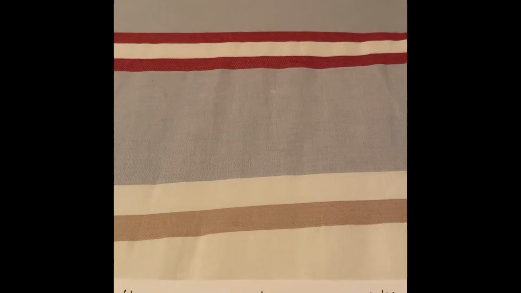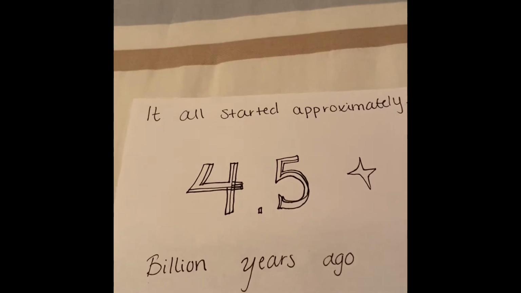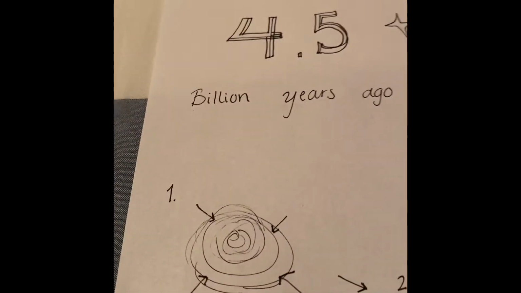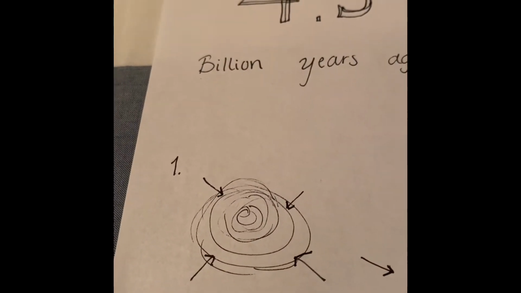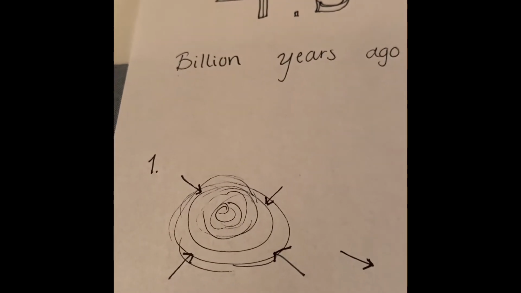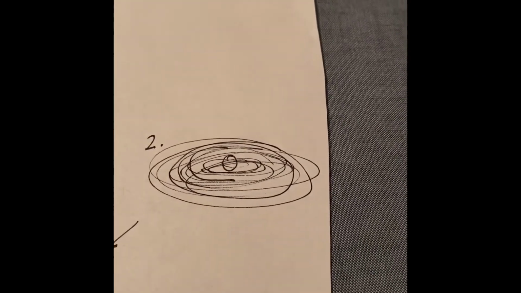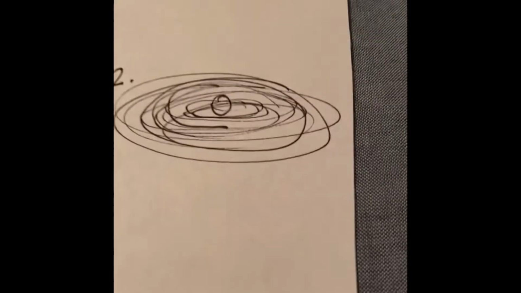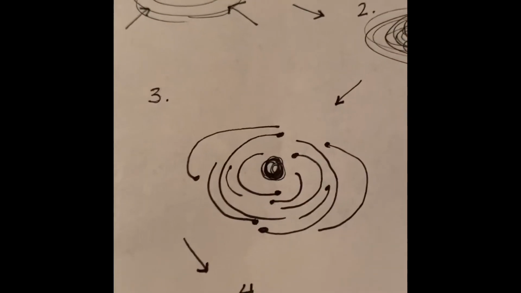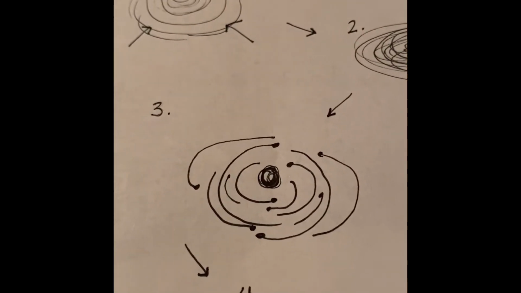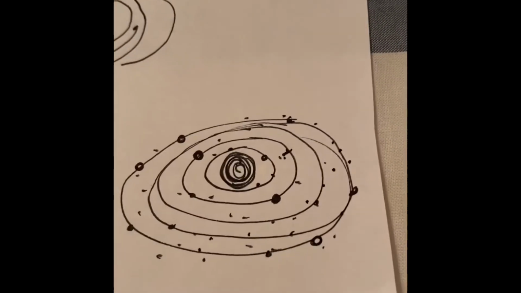It all started approximately 4.5 billion years ago, when a large cloud of dust and gas, known as a nebula, collapsed under its own gravity. The cloud then spun and flattened out into a disk, the sun forming at the center. The disk's outskirts spun out and began to form what is now our solar system.